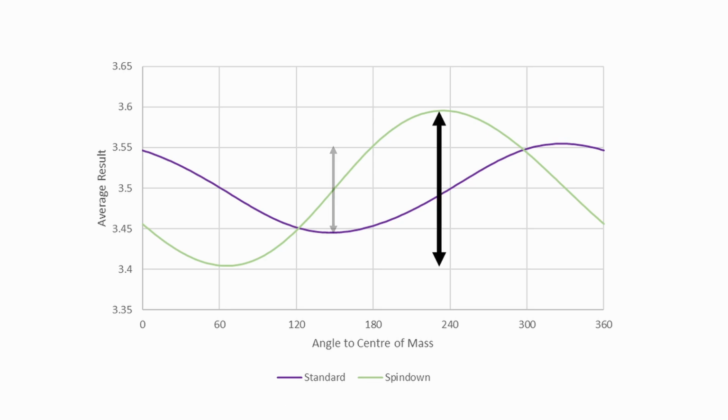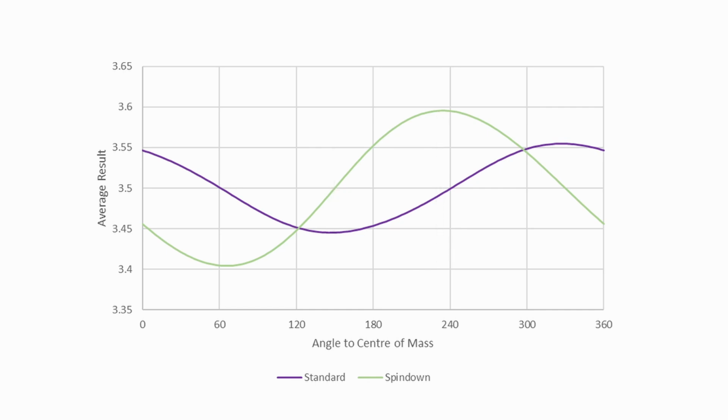The spin-down numbering has on average a much larger spread. It looks to be somewhere between 1.5 and 2 times larger than the standard numbering. This tells us that probably the spin-down numbering is more affected by the position of the centre of mass.